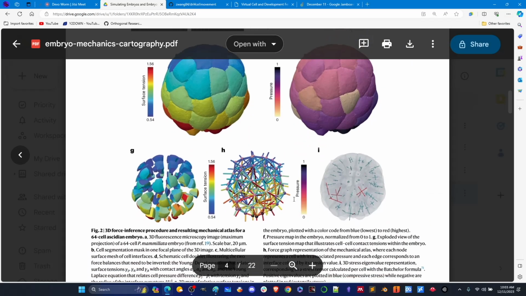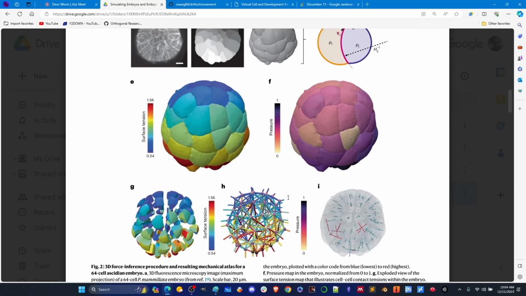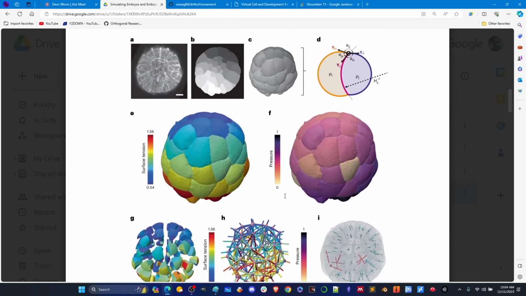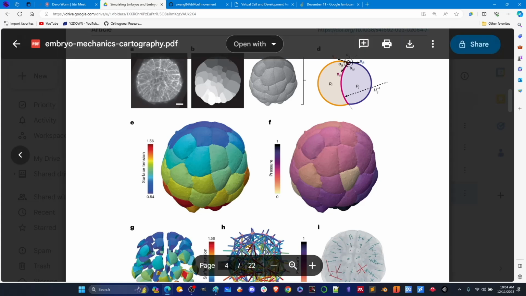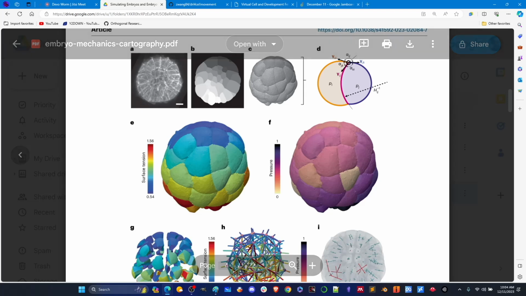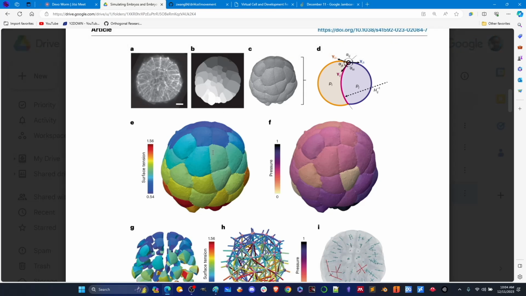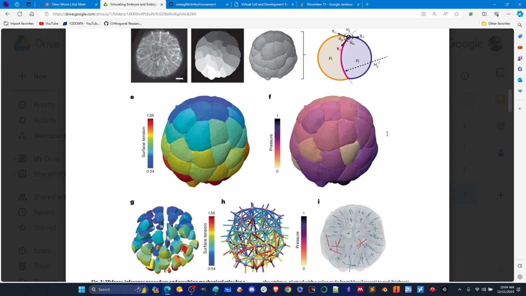So this is actually in the Ascidian embryo. This is the 64-cell Ascidian embryo. The Ascidian embryo at this stage is pretty symmetrical, so it sort of controls for asymmetries in shape. But you see these cells that have this sort of structure, and you can measure the tension and the pressure.